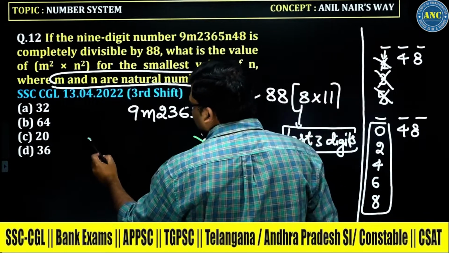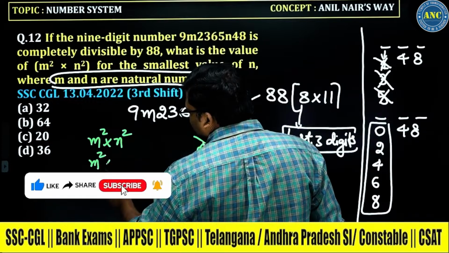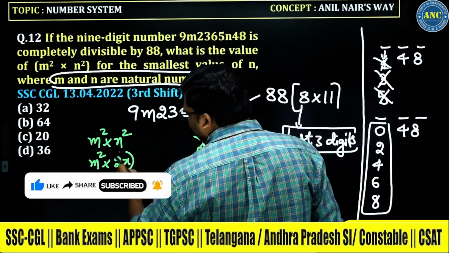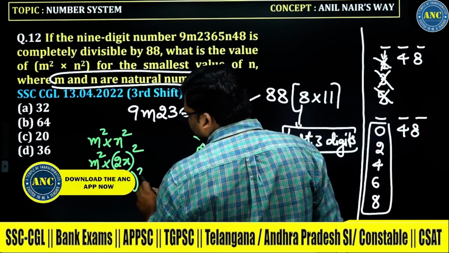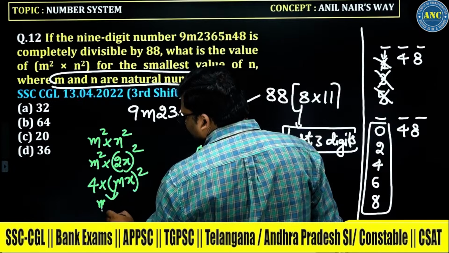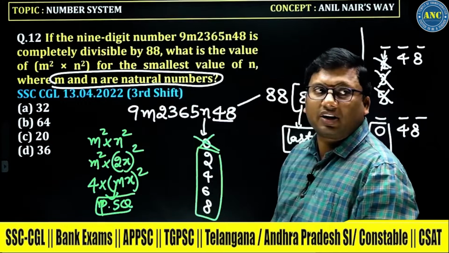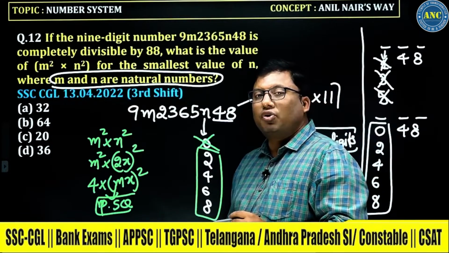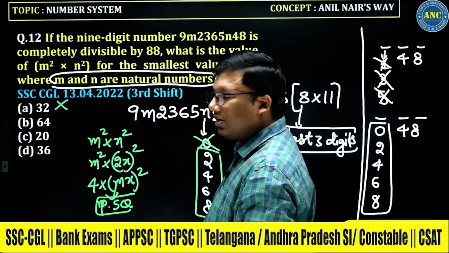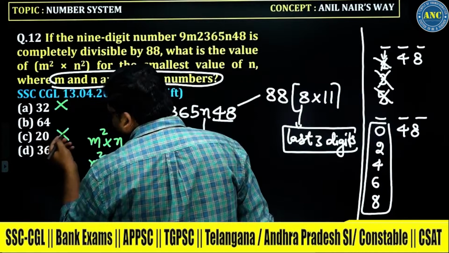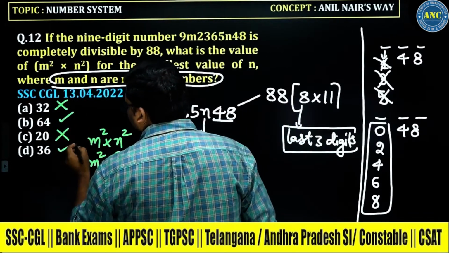Now if you see here, m square into n square, n is an even number. That means 2 into 2x whole square. That means the answer should be 4 into mx square. Mx square, this is a perfect square. The answer should be in 4 into perfect square format. 4 into 8, 8 is not a perfect square. 20 is 4 into 5, 5 is not a perfect square. 4 into 16, yes. 4 into 9, yes.